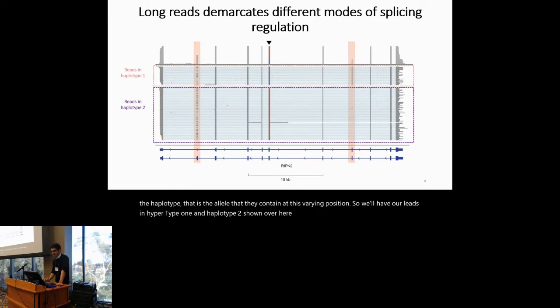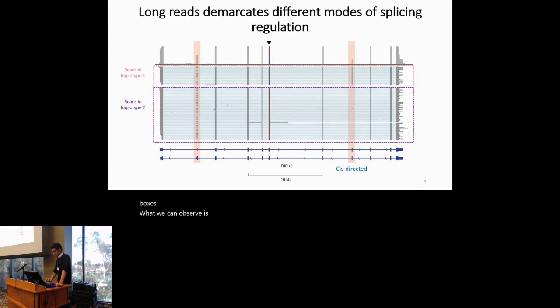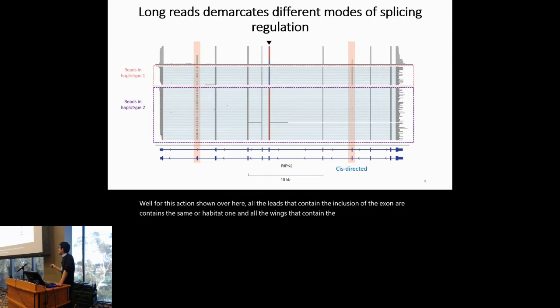At the same time, we have two alternatively spliced exons that are highlighted in these orange boxes. What we can observe is that for this exon shown over here, all the reads that contain the inclusion of the exon are contained within haplotype 1, and all the reads that contain the exclusion of the exon are contained in haplotype 2. So the splicing of this exon is strongly linked to the haplotype. Thus, we term this type of splicing event cis-directed.